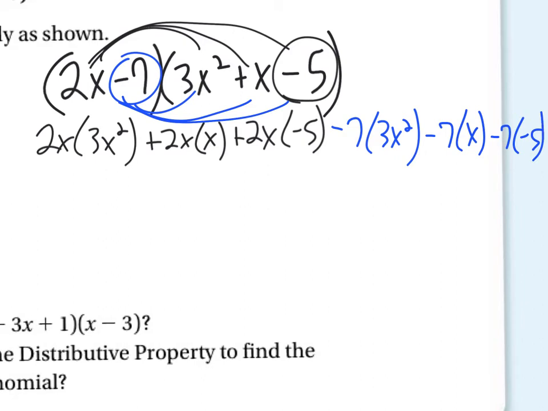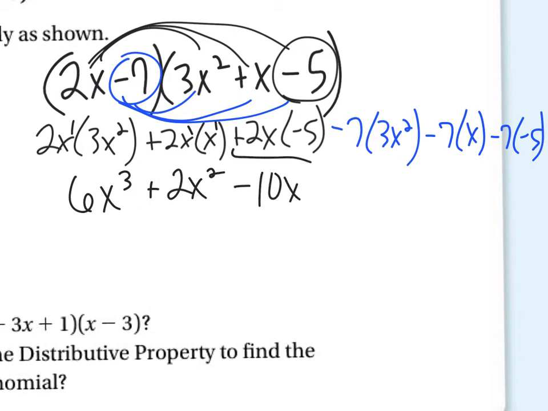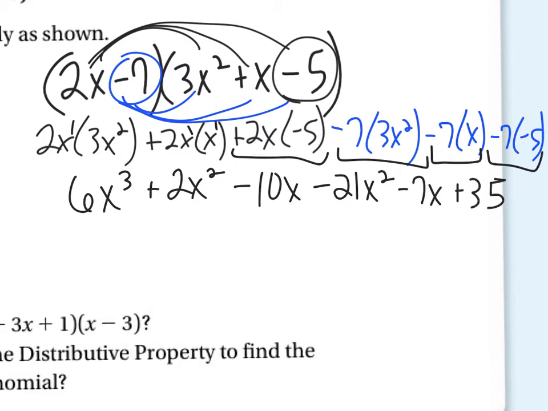All right, so 2x times 3x squared would be 6x cubed. And then we've got plus 2x squared minus 10x minus 21x squared minus 7x and plus 35. And if you notice, I just distributed everything. I didn't really worry about what like terms I did or didn't have. If you wanted to, you could write those underneath, kind of like they did on the other problem. But I'm just going to look for like terms now.